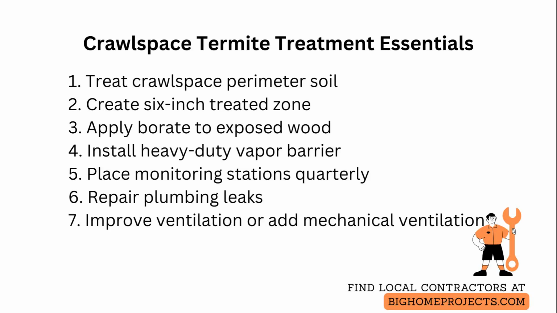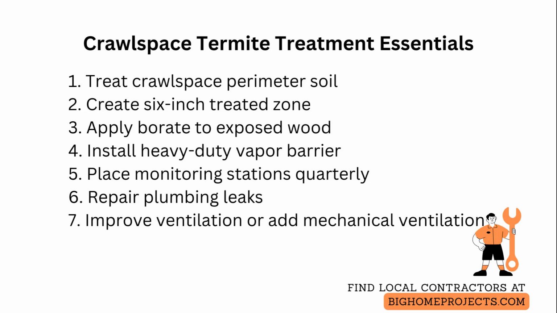Treating crawlspace soil and exposed wood after construction is essential to stop termites before they spread into the home. Start by treating the crawlspace perimeter soil with a labeled termiticide, creating a continuous treated zone at least 6 inches wide and down to the footing. For exposed wood, apply a borate solution that penetrates and remains active, focusing on sill plates, joists, and blocking. Mix and apply per label instructions and allow proper drying time.